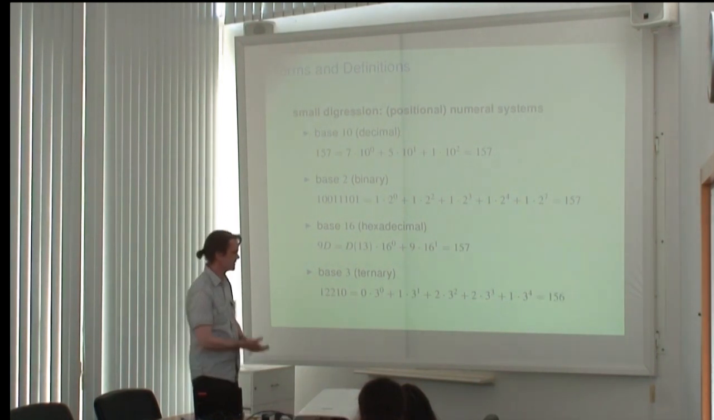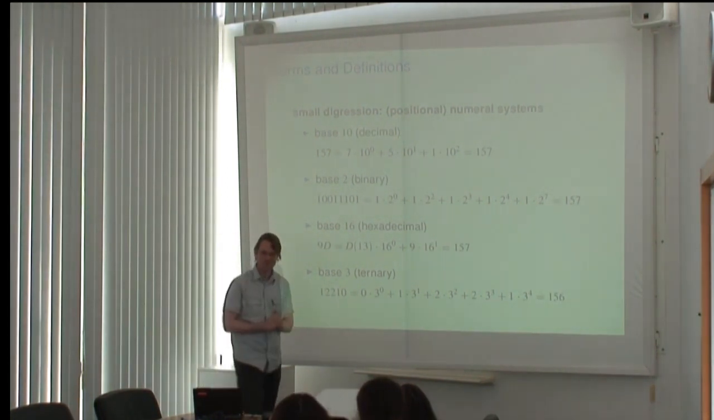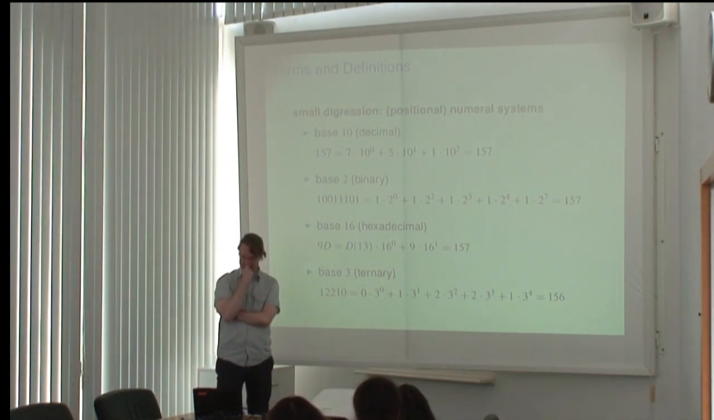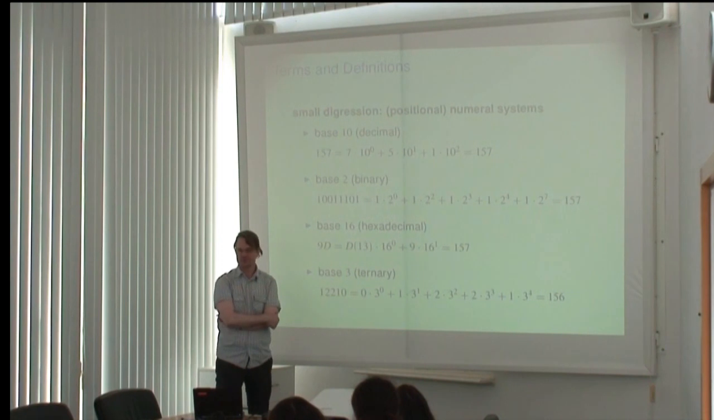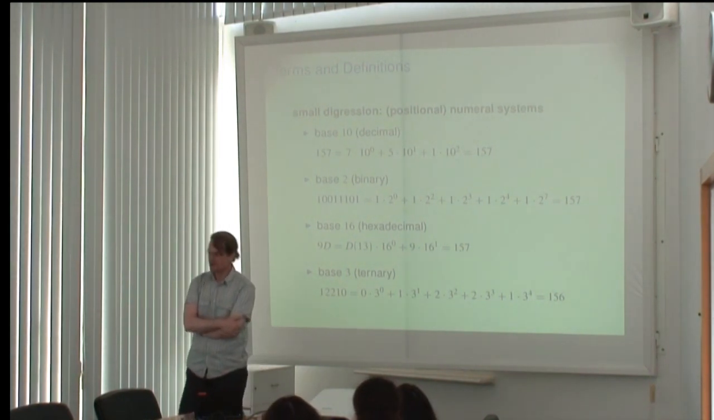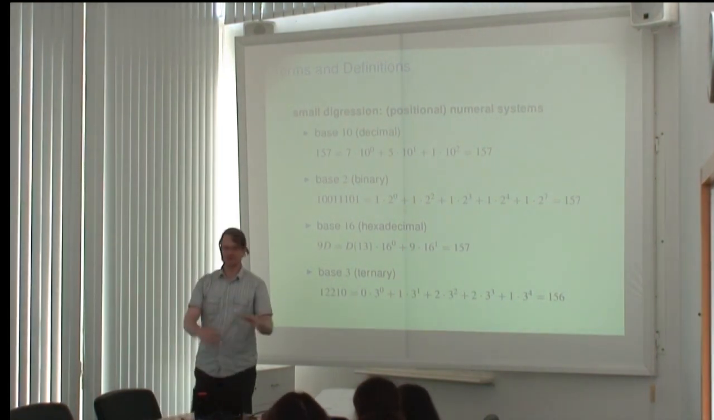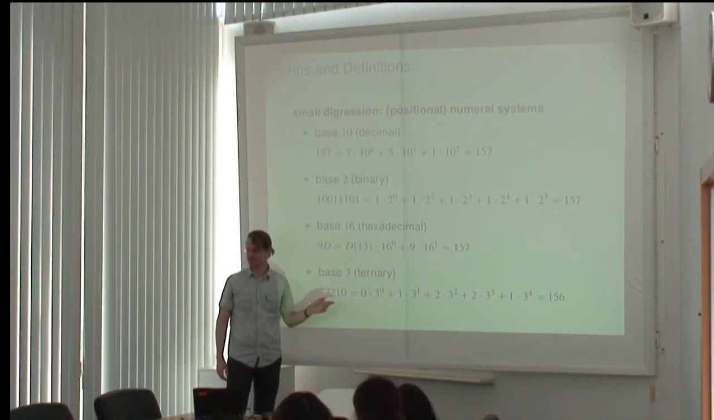Not so fast. How could you have told me, how could you have known that this cannot be 157? The last one. Yeah, all right, but do you have a better argument? There are lots of base 3 numbers where the last one is 0.